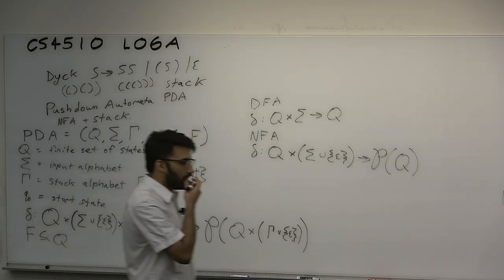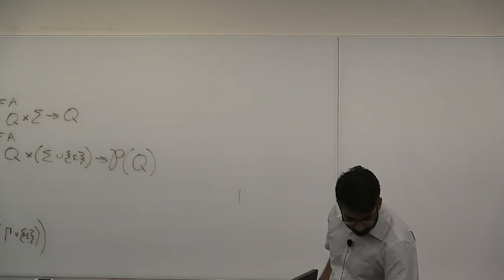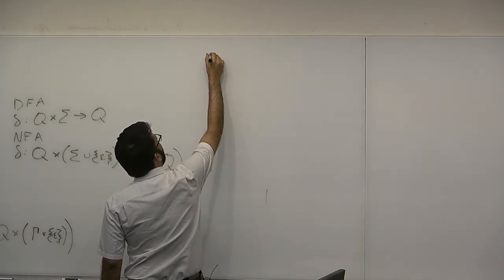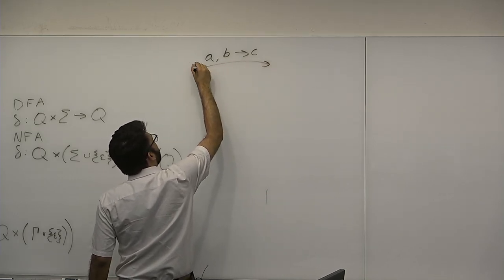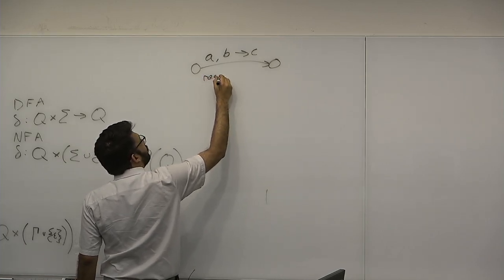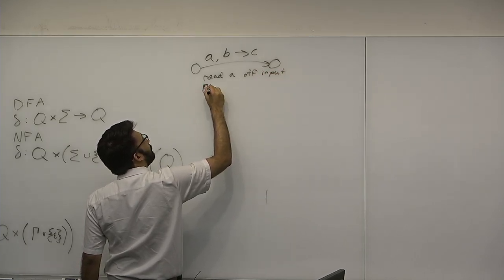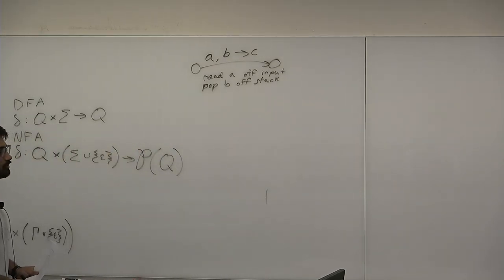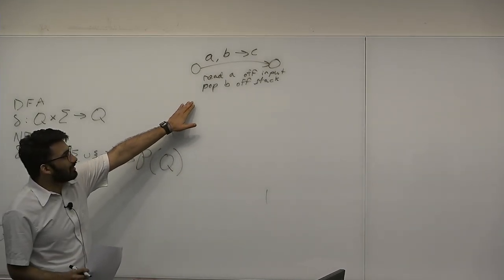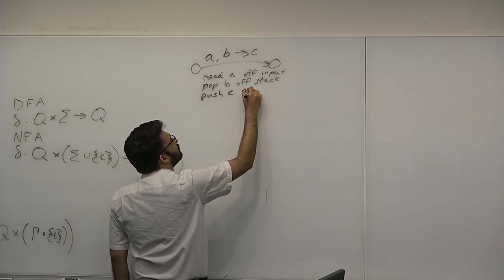So the convention we employ is, if we have A comma B C, if this is a transition, what this means is read A off input, pop B off stack. Again, it's called a pushdown automata, but I guess the orientation doesn't matter. You can think you push down, you pop off, right? Arbitrary. But if B is not at the top of the stack, then you can't take that transition. And then you're going to push C onto the stack.